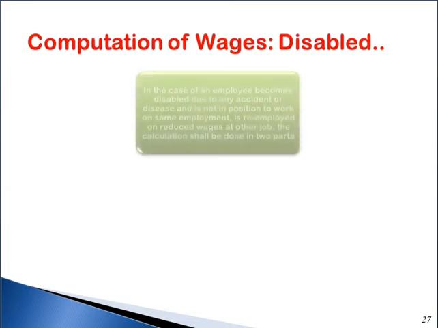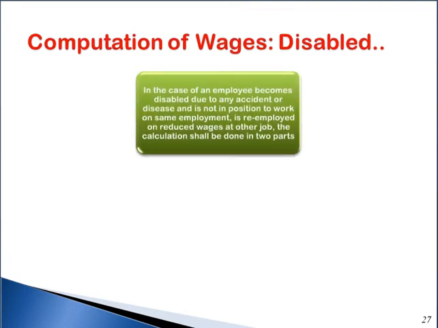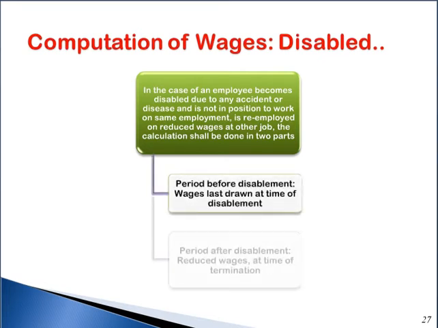The Act states that in case an employee becomes disabled due to any accident or disease and is not in a position to work on the same employment, and is re-employed on reduced wages at other jobs, the calculation shall be done in two parts. Part 1 is the period before disablement, Part 2 is the period after disablement. For the period before disablement, the wages shall be taken as wages last drawn at the time of disablement. For the period after disablement, the wages shall be considered as reduced wages at the time of termination.